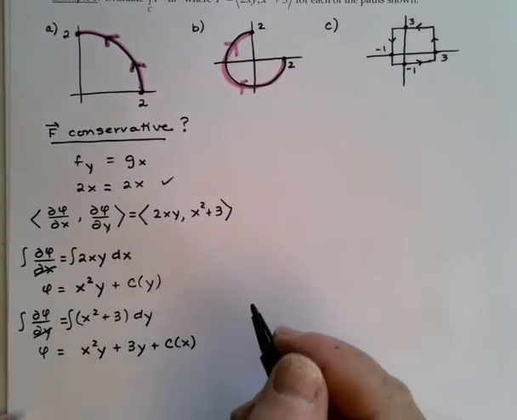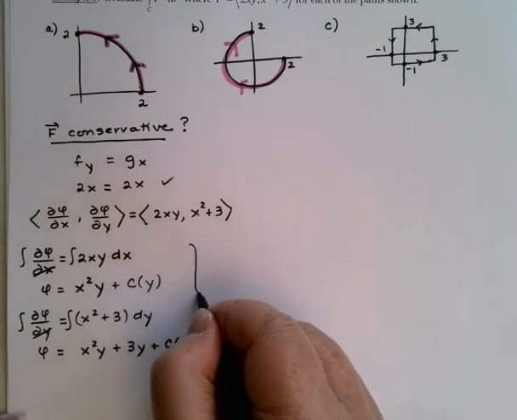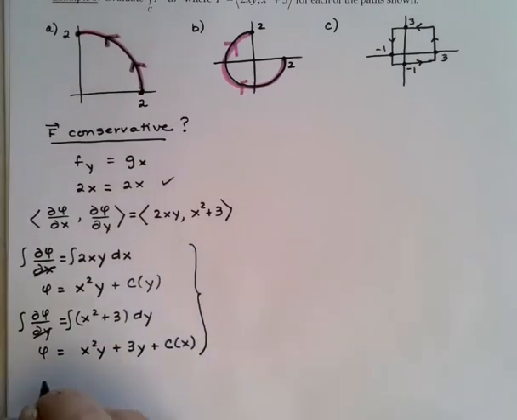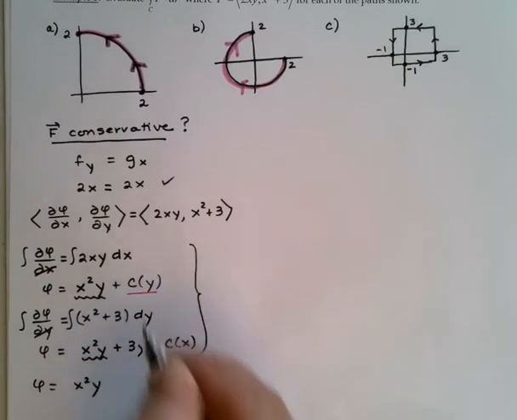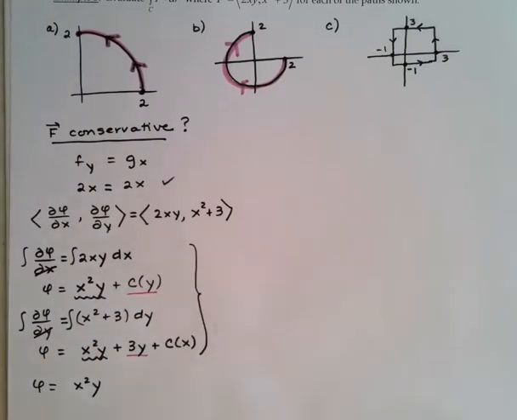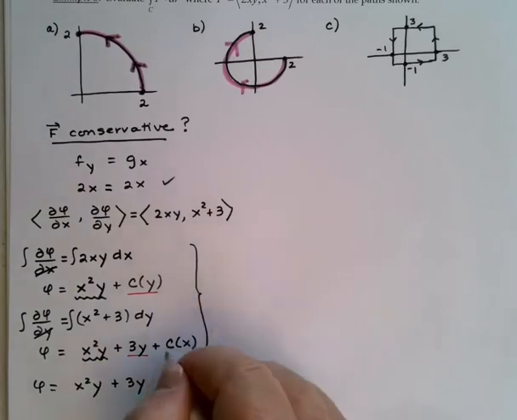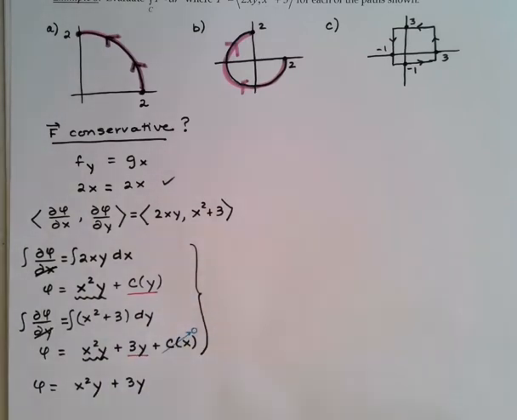All right, taken together, this tells me that phi is definitely going to have that x squared y term in it, since that's in both versions of phi. And then it looks like c of y must correspond to the 3y. And in this case, the c of x, there's nothing left up here. So in this case, c of x must just be 0. And that's it. That's my phi.